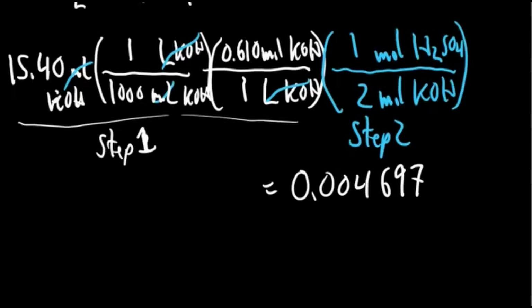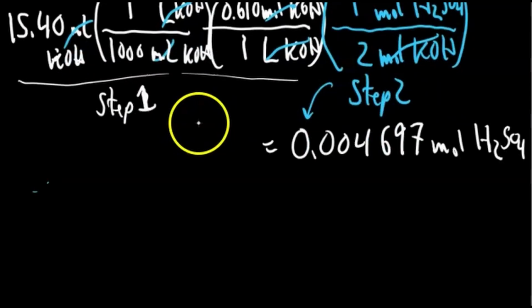0.004697. And what are our units? Moles of KOH cancel out. Everything cancels, but we're left with moles of H2SO4, which is what we want because that's step 2, getting the moles of our desired. Now, step 3: we want the units of our desired.